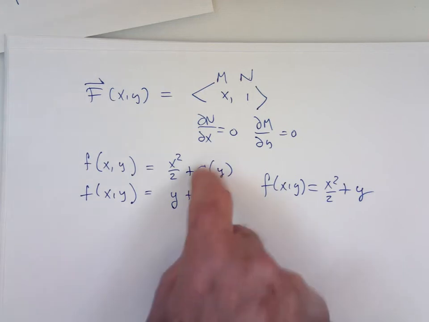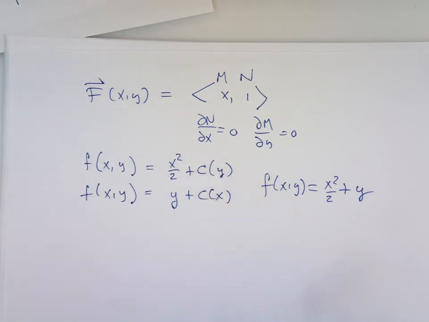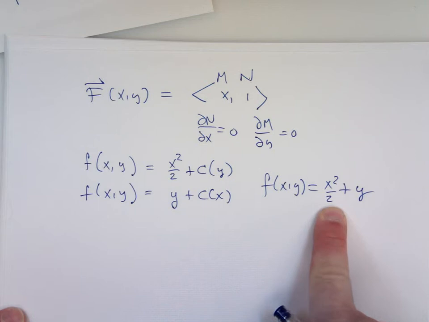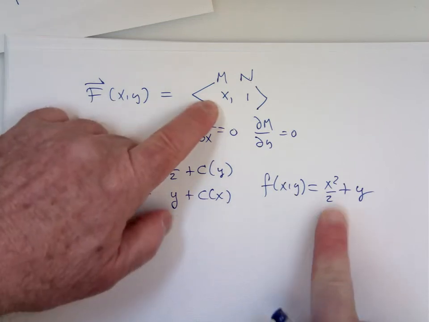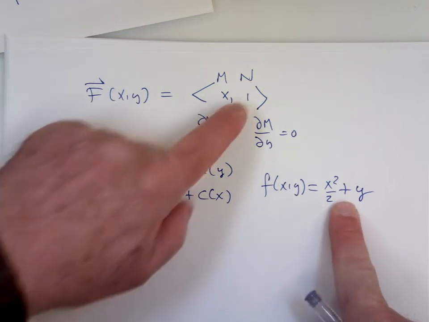And how do you know it's true? Take the partial with respect to x, you get x. Take the partial with respect to y, you get 1. That's how you check.